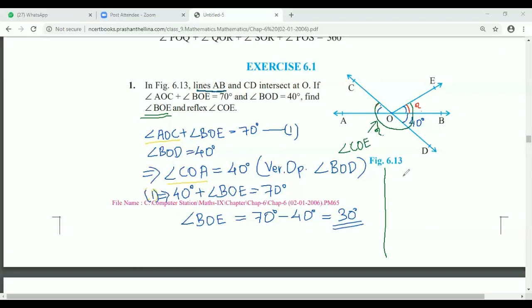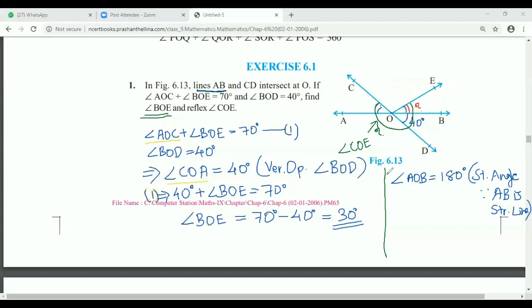So you can write angle AOB is equal to 180 degrees. That is a straight angle, and the reason is AB is a straight line. Then what is the use of that information for finding reflex angle COE?